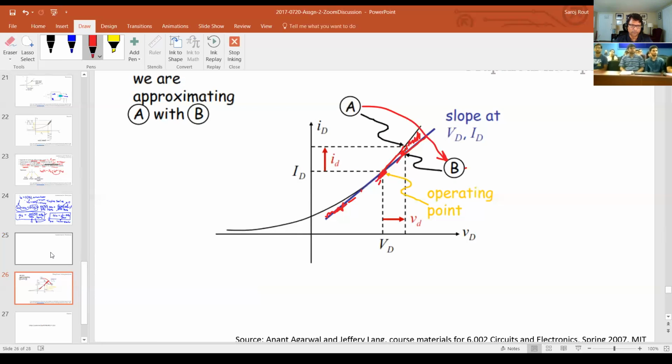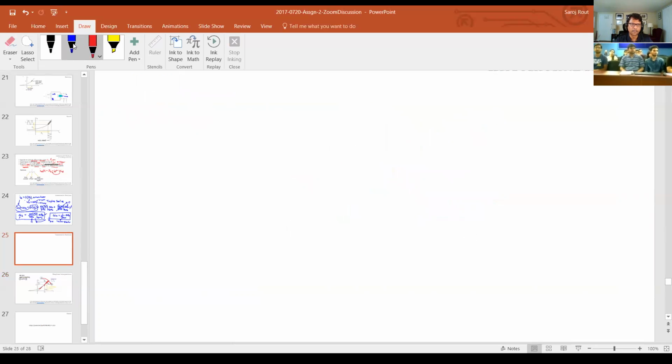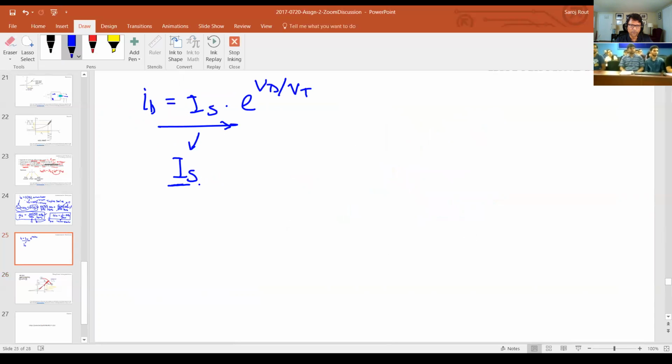I'll go real quick here. If I just do the same equation, for the diode we had ID equals IS times e to the power VD over VT. In this case, that first term, the resistor term, is going to be dID/dVD, which is IS over VT times e to the power VD over VT, right? And that's your 1 over R diode.